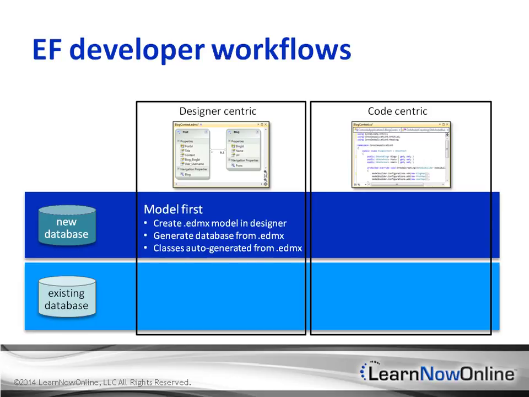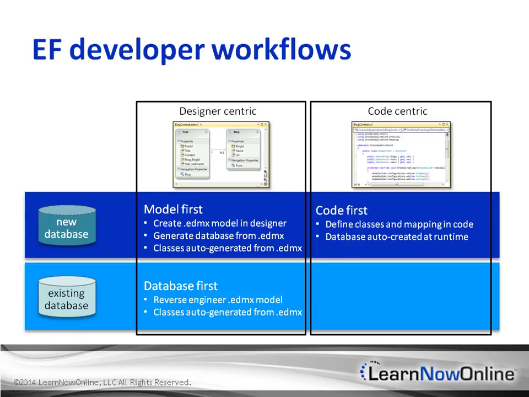The designer working against a new database, we call that model first, where we create the model in a designer, and then we can generate the database from that EDMX. Classes get auto-generated based on what we put into the model designer. Database first is where we have an existing database, so we reverse engineer the database into a model, and then from there we can make changes and update, and we can actually update our model from the database as the database changes.